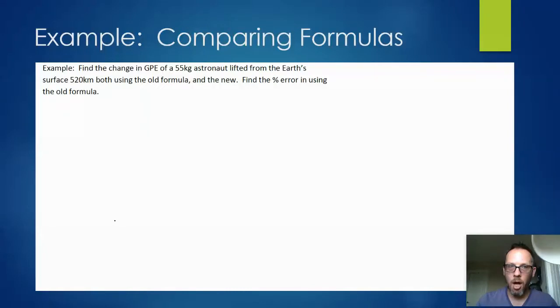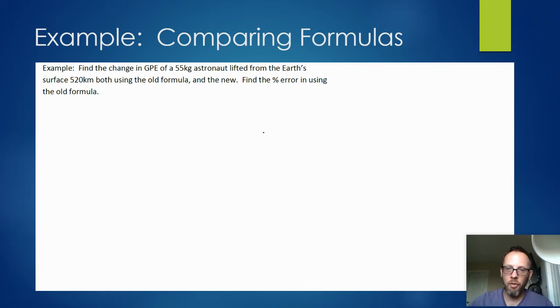All right, let's play around with that now. So let's find the change in gravitational potential energy of an astronaut lifted from the Earth's surface to 520 kilometers above the Earth's surface. We're going to use the old formula and the new, and then see how they compare. It should be pretty interesting, and it's just going to give us a bit of practice.